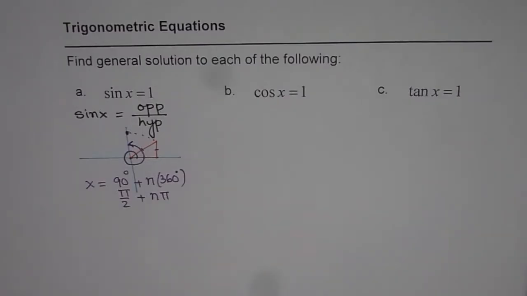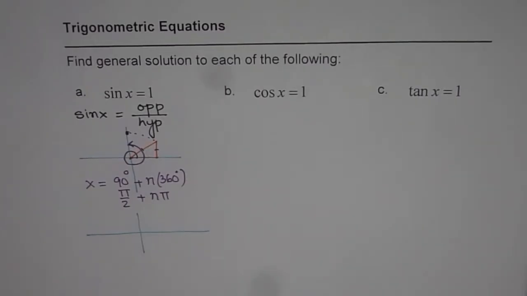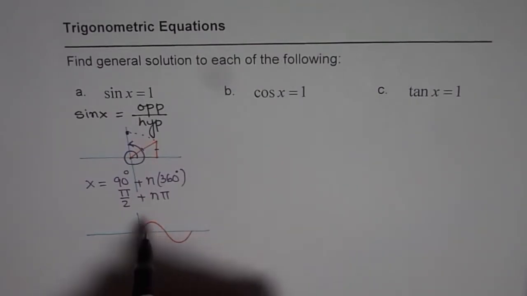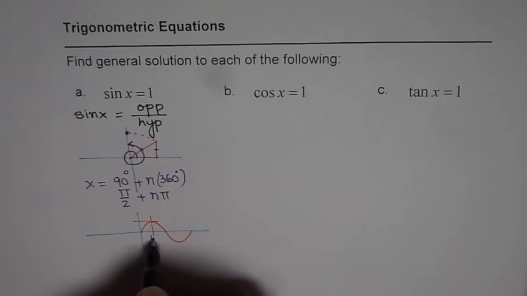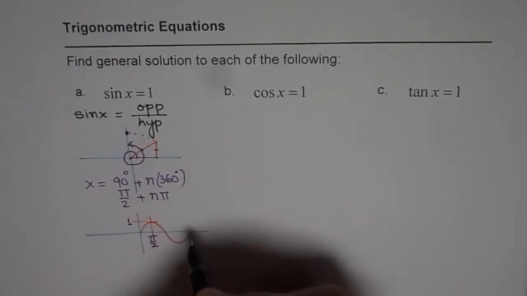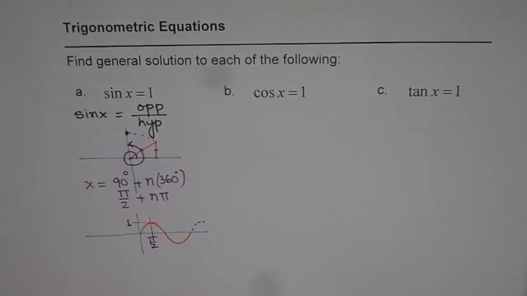So that is how we can find the general solution. You could also look into the graph of sin x and then figure out the solution. The sin x graph is kind of like this. So in general, you find it is 1 at pi by 2. So the first solution is pi by 2, and of course, since it repeats, every cycle after that will result in the value 1 for sin x. So that's how we can find the solution for sin x.